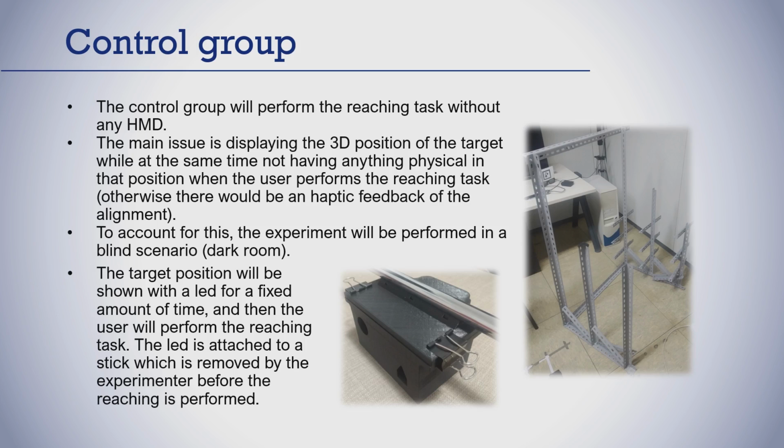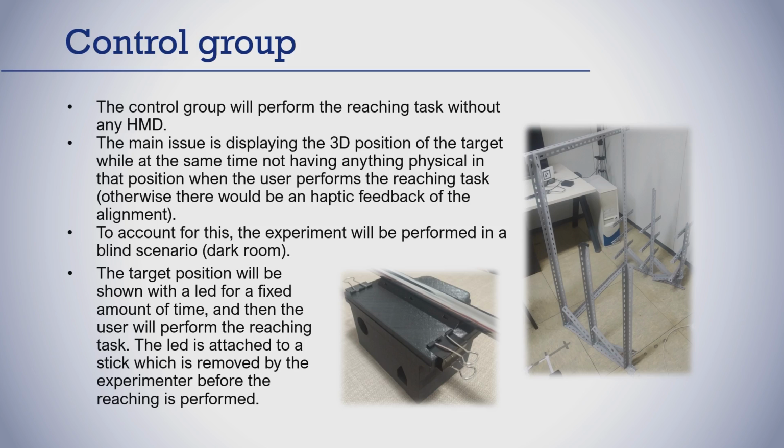So the room will be dark, and there will be this structure, and a light will be shown, which is attached on a stick. The experimenter puts the light in position with a remote controller. Starts the perception input. Here, a light will turn on for a specific amount of time. When the LED turns off, the experimenter removes the stick, and then the test subject can do the reaching trial.